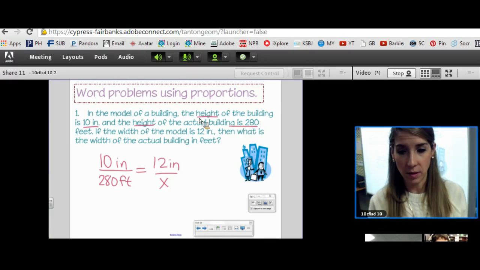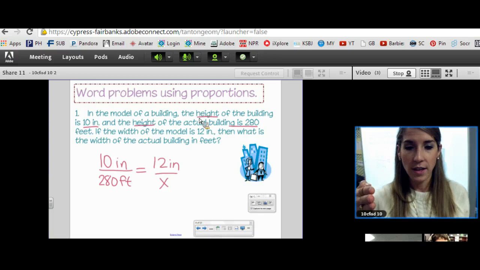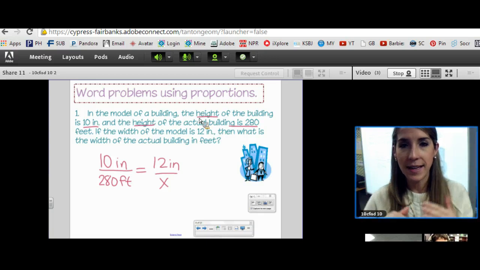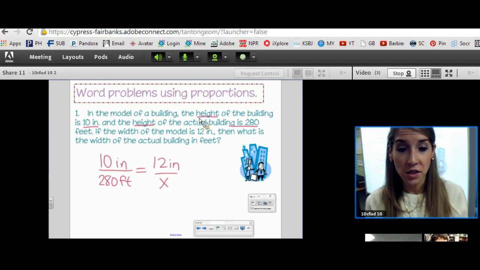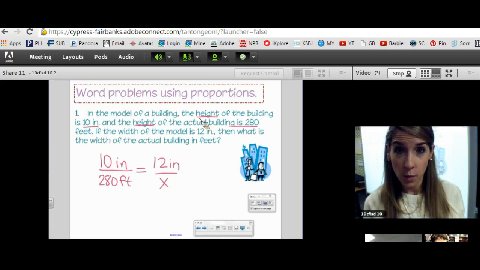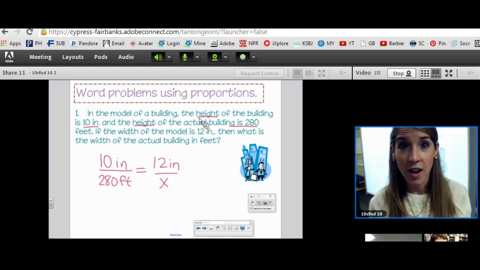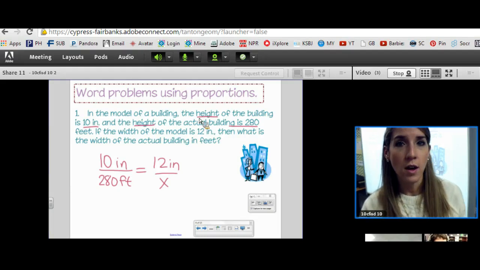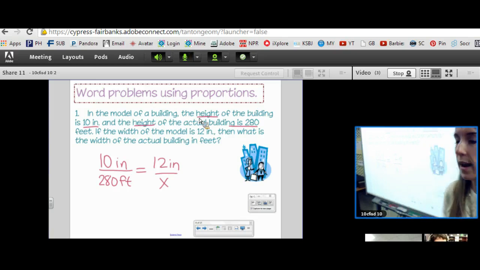Now, if I cross multiply and I do 12 inches times 280 feet divided by 10 inches, what's going to be left over? The inches are going to cancel and feet is going to be left over. Do we want our answer to be in feet? The width of the actual building? Yeah, we want our answer to be in feet. So the inches are going to cancel and we're going to be left with feet. That's what we want to happen, so no conversions necessary. Do not convert when you're doing proportions. When you're just doing a ratio, you have to convert. When you're doing proportions, you usually do not have to convert.